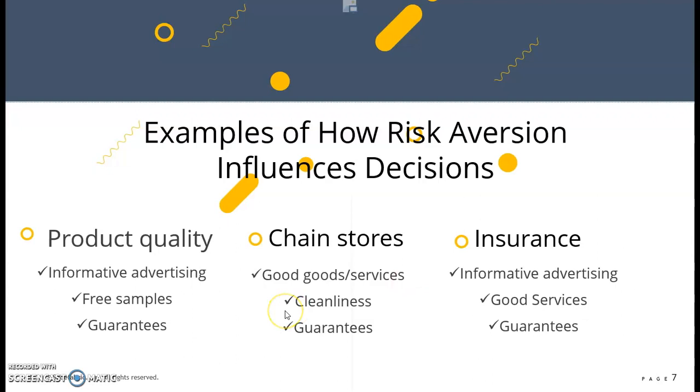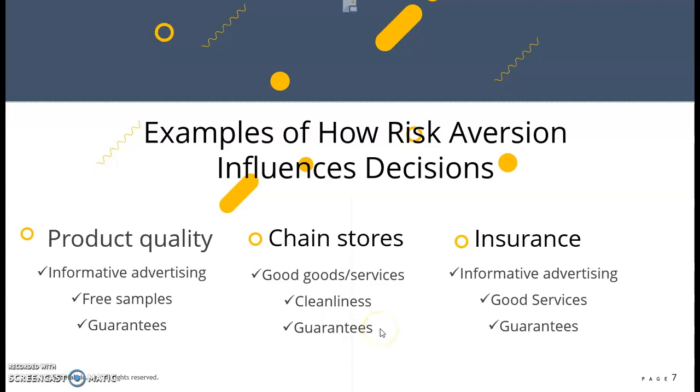Okay, it means that in a chain store, for example a food court, there are a lot of stores providing food. So the goods and services provided by all the stores must give assurance of the goods to the customer. If he or she is risk averse, he or she needs to make sure that the food he or she buys from the store is delicious, for example.